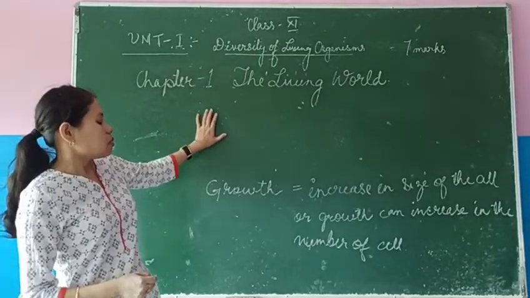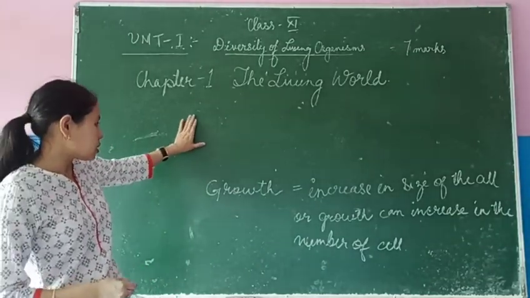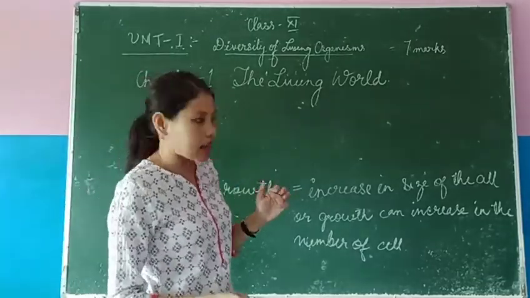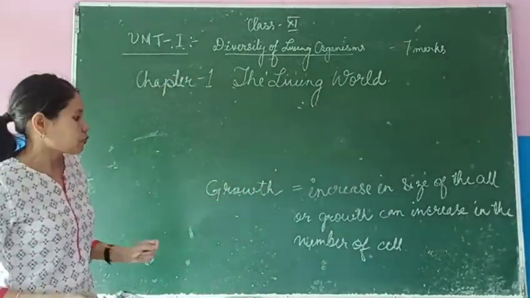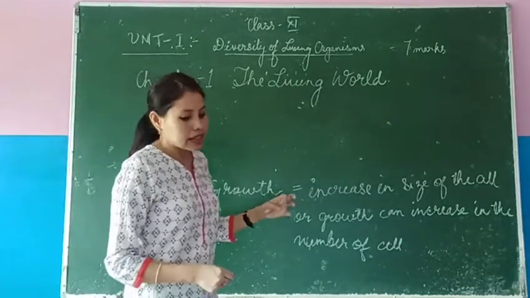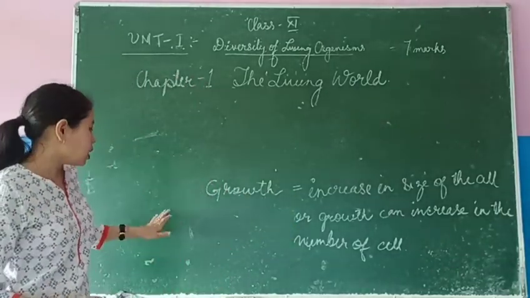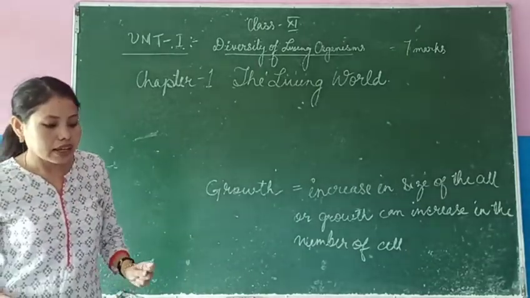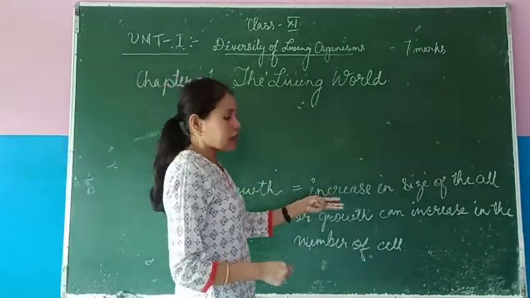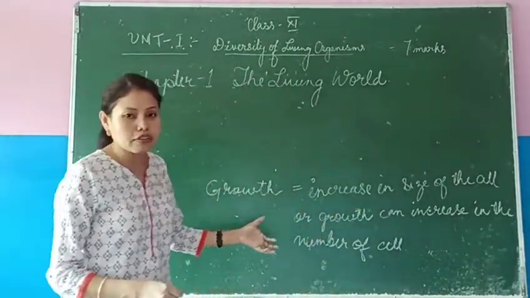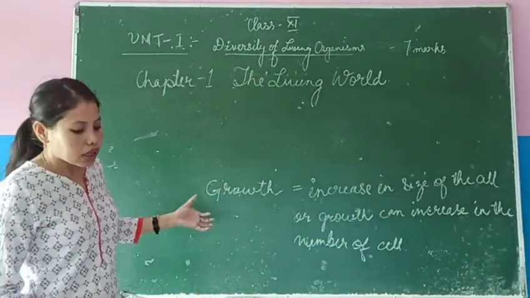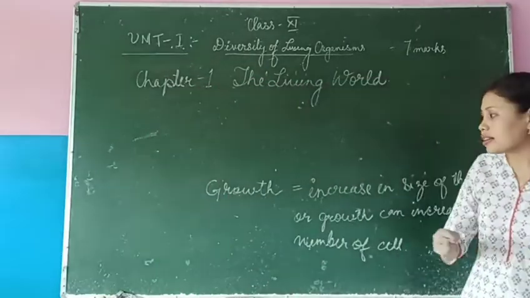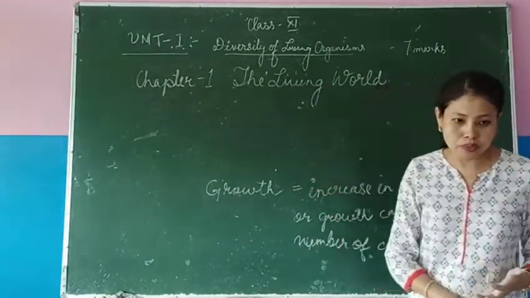In amoeba, what happens? The cell divides into two, right? So that is an increase in the number of cells. That is also growth. And in the case of cells becoming bigger, for example, nerve cells, they are big in size. That is also an increase in the size of the cell, and that is also an example of growth. So growth as a whole is a defining character of life forms.